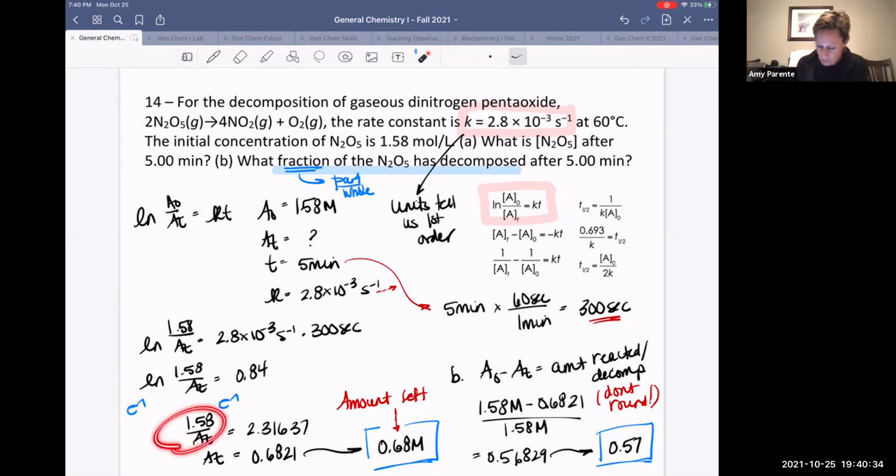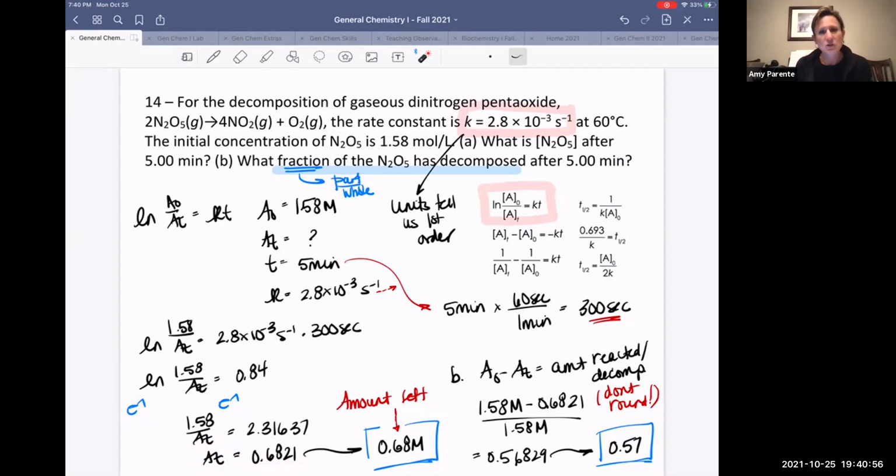So now that we've got 1.58, that's the something, 1.58 over A sub t equals, and now when I take e to the 0.84, this gives me 2.316 and change. I like to keep 5 to 6 significant figures until I round at the end. Solving for A sub t is going to be equal to 0.6821.